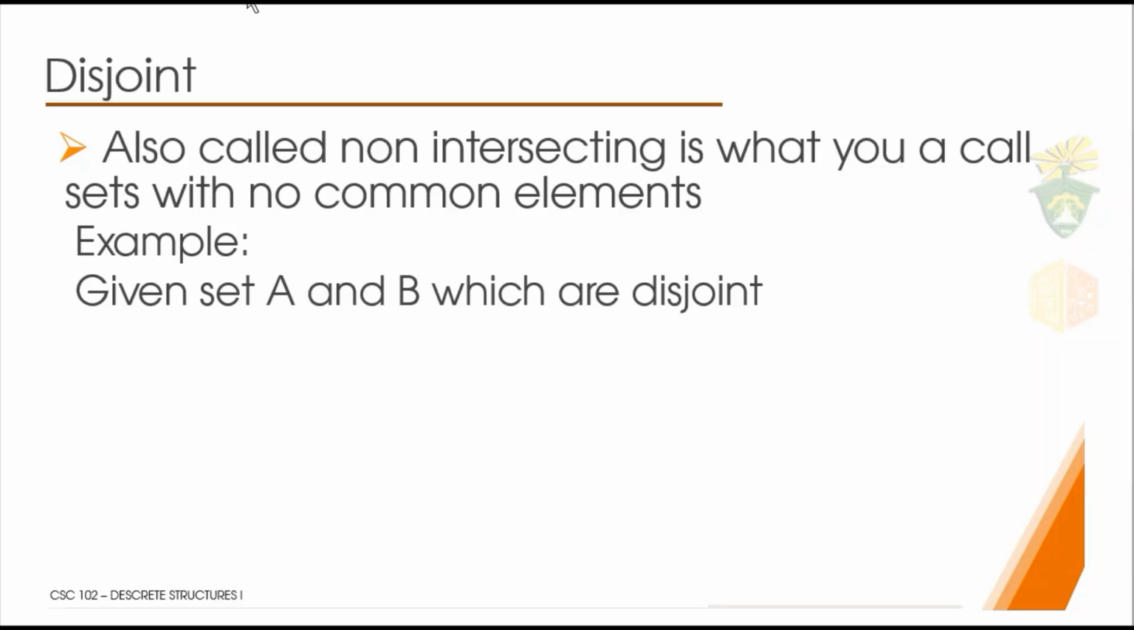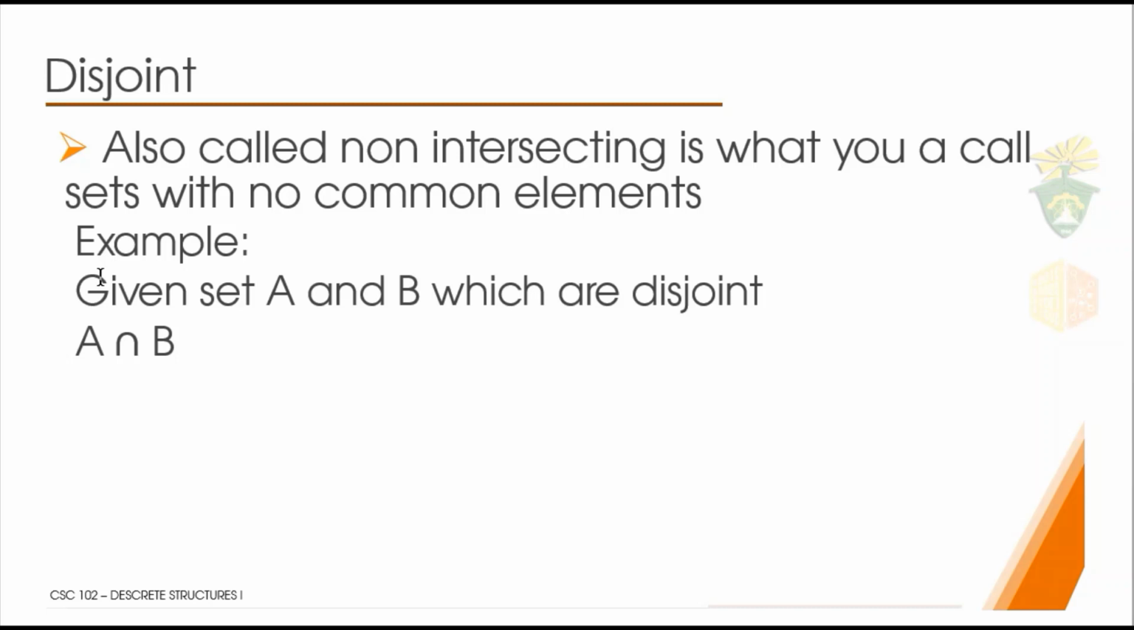Now let me introduce to you the concept of disjoint. Disjoint is also called non-intersecting, or what you call sets with no common elements. For example, given the sets A and B, let's suppose that these sets are disjoint.